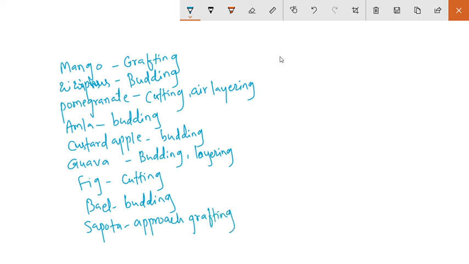Then grapes by cutting or grafting. So these are some fruit plants which can be propagated by means of the different methods of vegetative propagation.